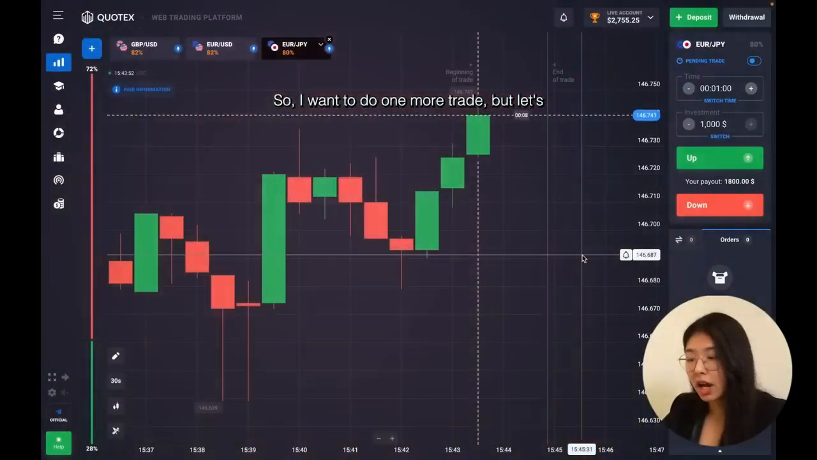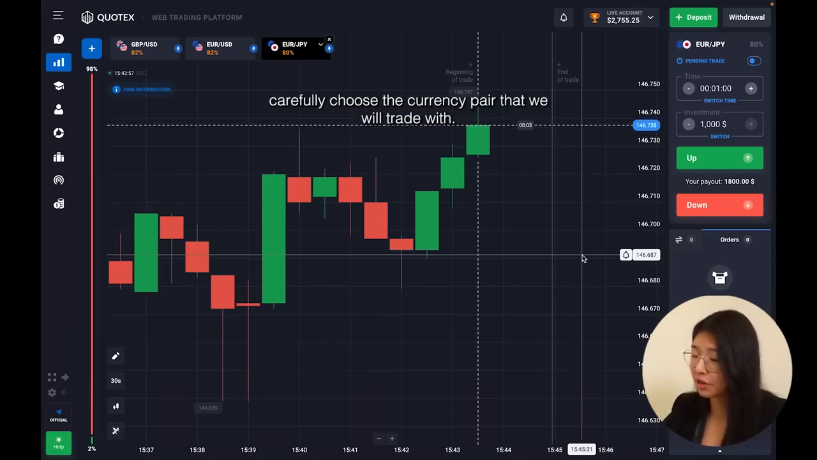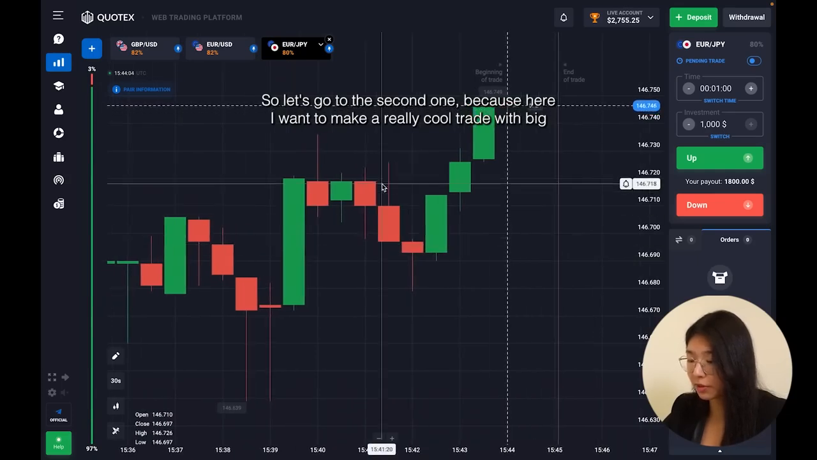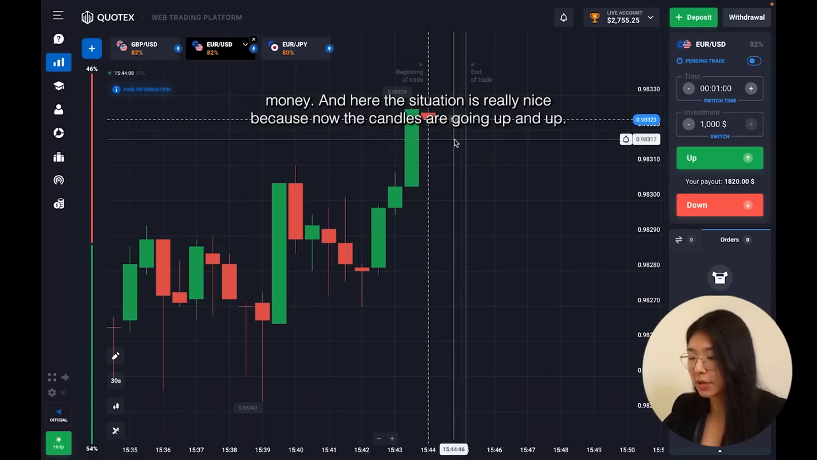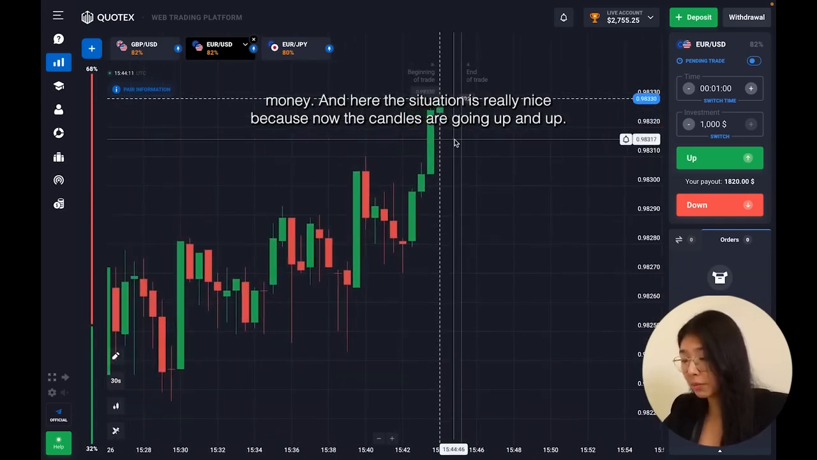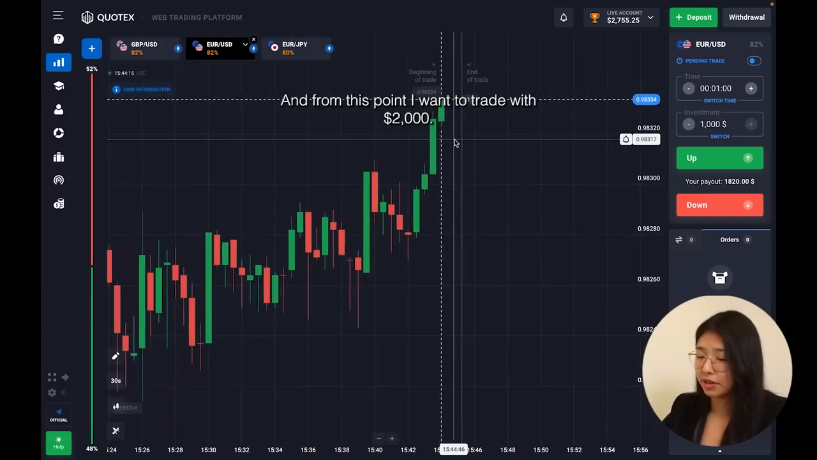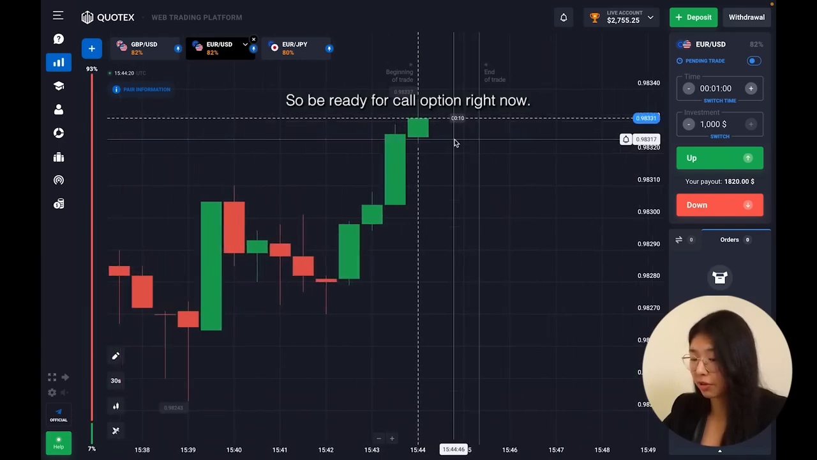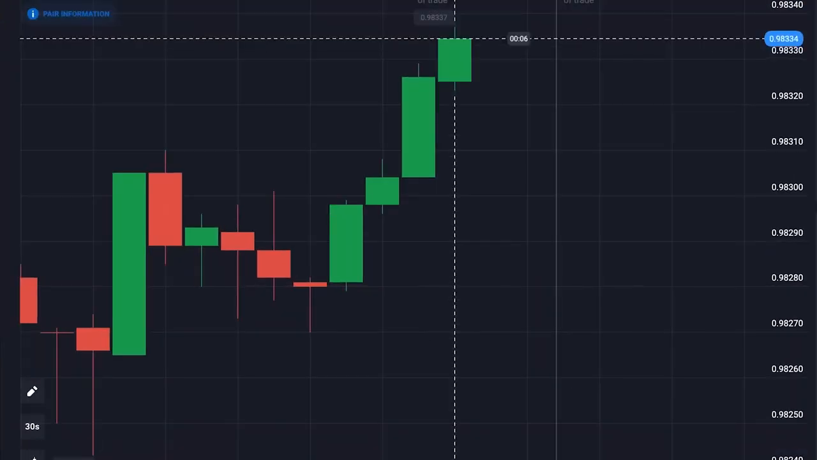So I want to continue. I want to do one more trade, but let's carefully choose the currency pair that we will trade with. Let's go to the second one because here I want to make a really cool trade with big money. And here the situation is rather nice because now the candles are going up and up, and pretty good situation. From this point I want to trade with $2,000, so be ready for a call option right now.